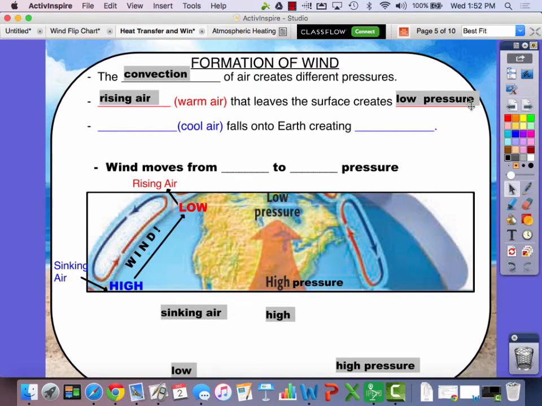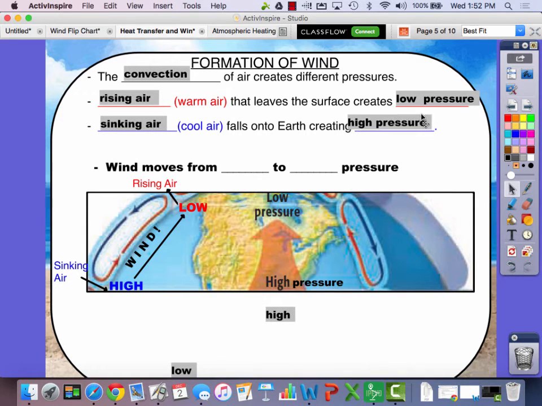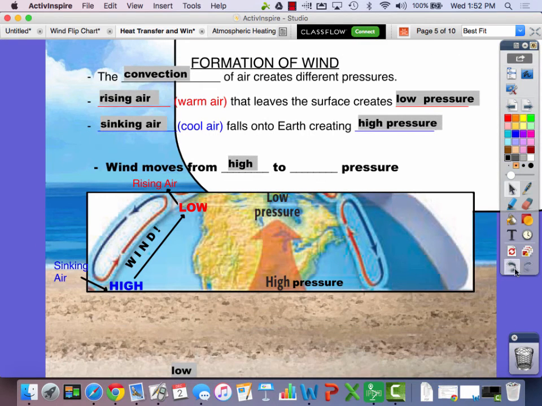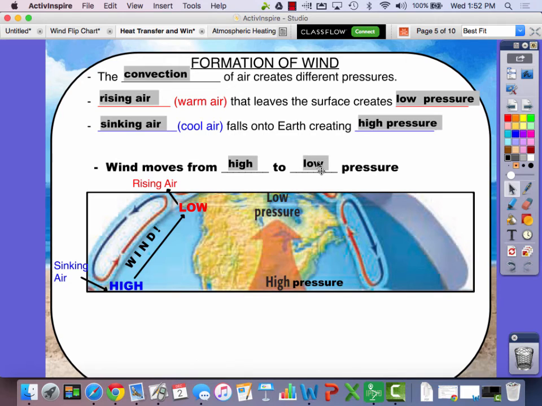Now, what is cool air? Is that sinking air, low air, high? It's sinking air. So sinking air is cool air, falls through the earth, creating high pressure. High pressure. So that high pressure, heavy pressure brings down cold air. And now we got to remember that wind moves from high to low pressure.